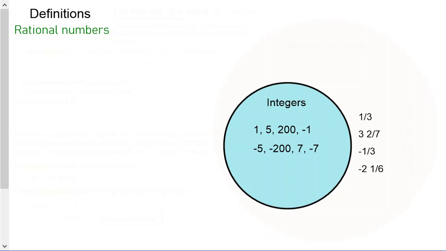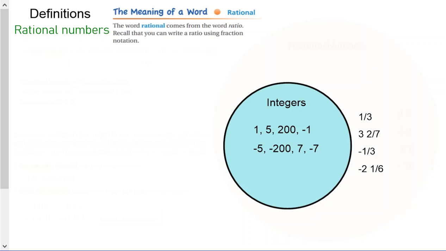Okay, so let's start by looking at rational numbers. The word rational comes from the word ratio. And remember, a ratio is a comparison of part to whole. So if we think of pizza and we had a fraction of 3/4, we could say that that is 3 pieces of pizza out of the 4 pieces of pizza. So a fraction is a ratio comparison.